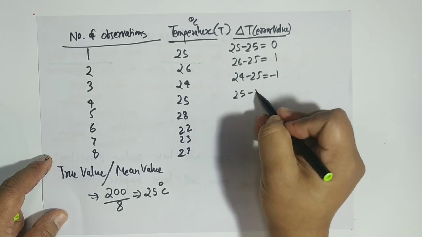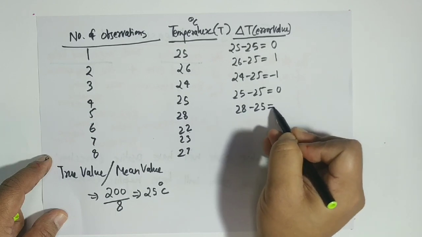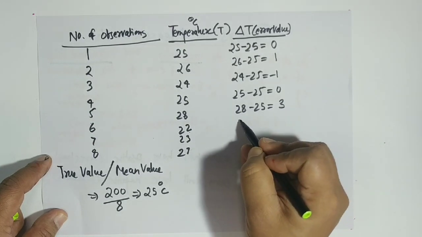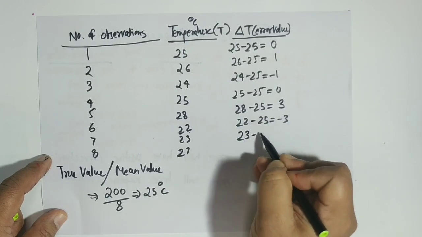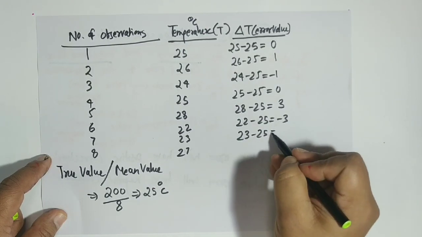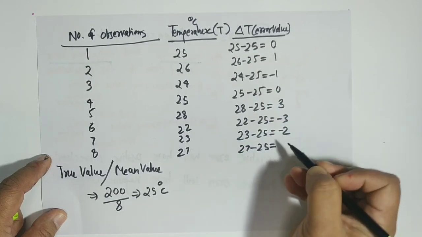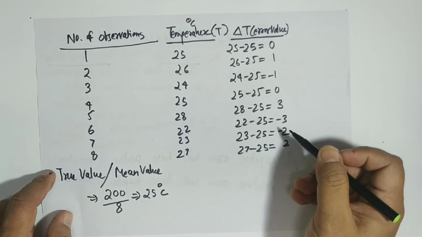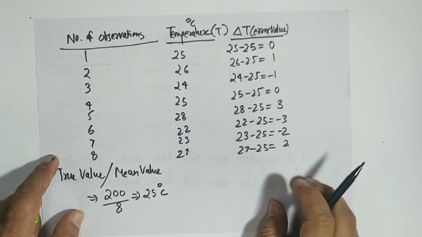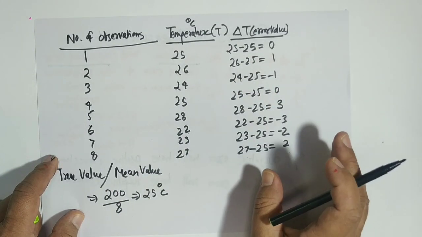Then 25 minus 25, it is 0. Then 28 minus 25, it is plus 3. Then 22 minus 25, it is minus 3. Then 23 minus 25, it is minus 2. Then 27 minus 25, it is plus 2. So what do you see? You see that there are some negative errors and some positive errors, and some are the zero value error.